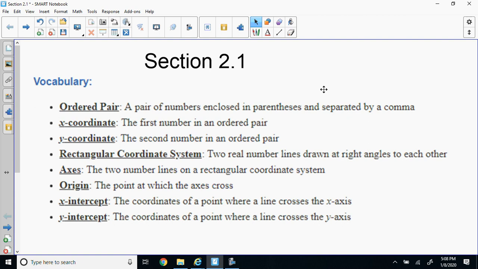Anybody know why it's ordered? Why they call it ordered pairs? Yeah, you have to have the X and the Y. But what's it ordered per?